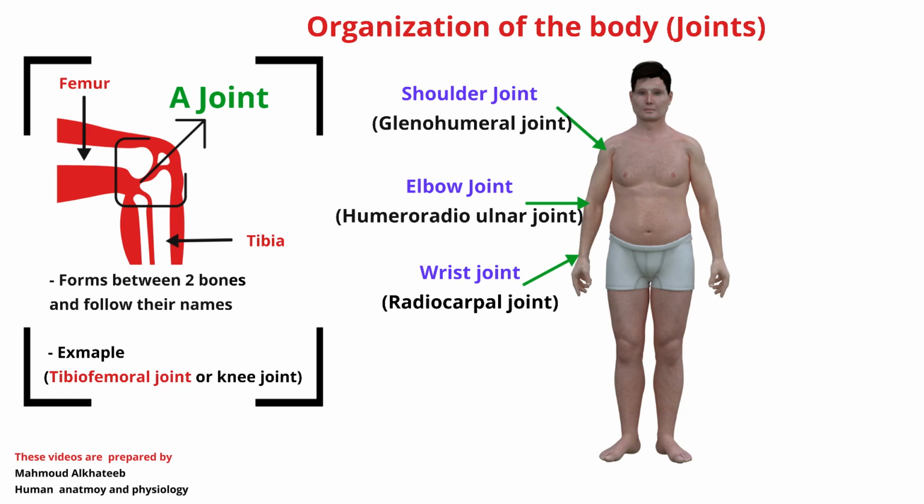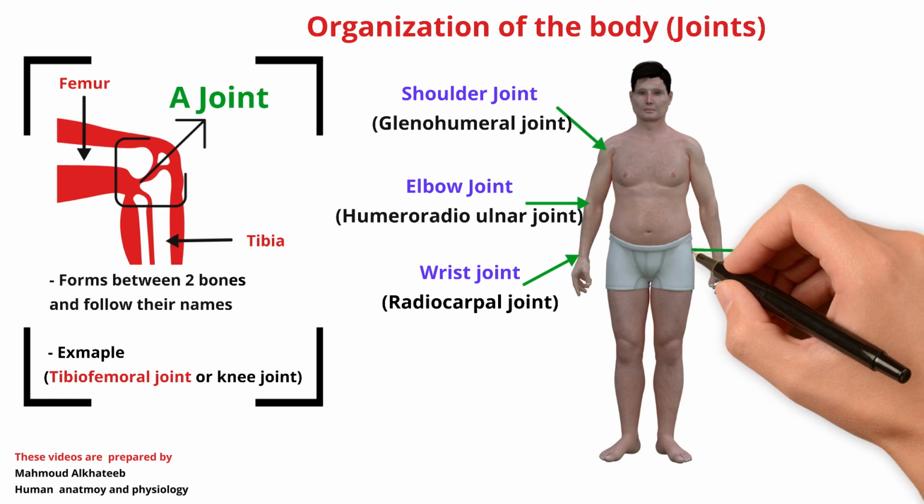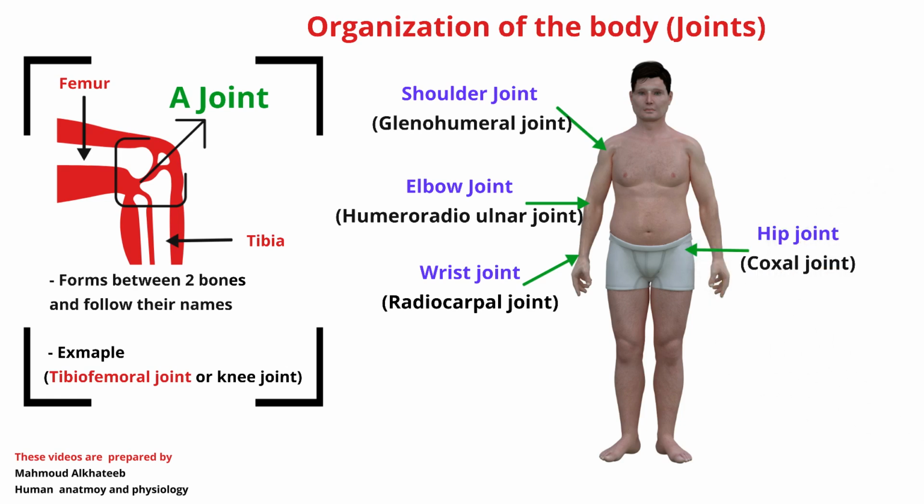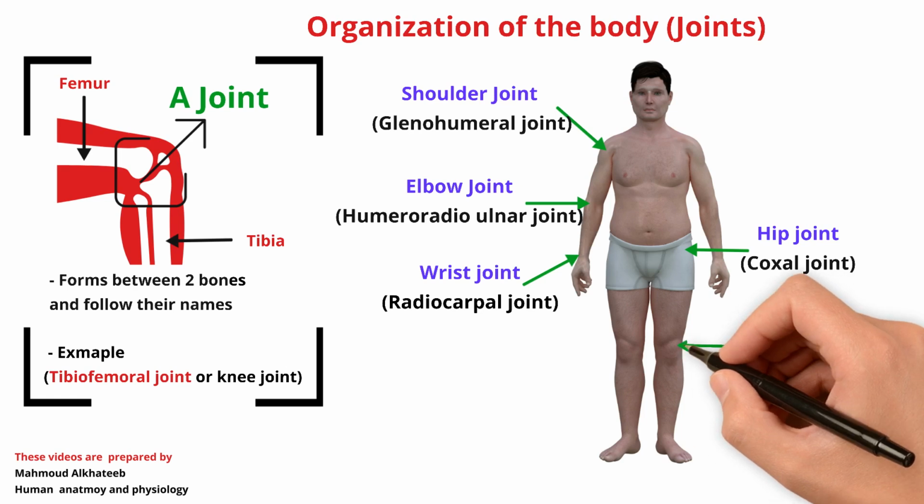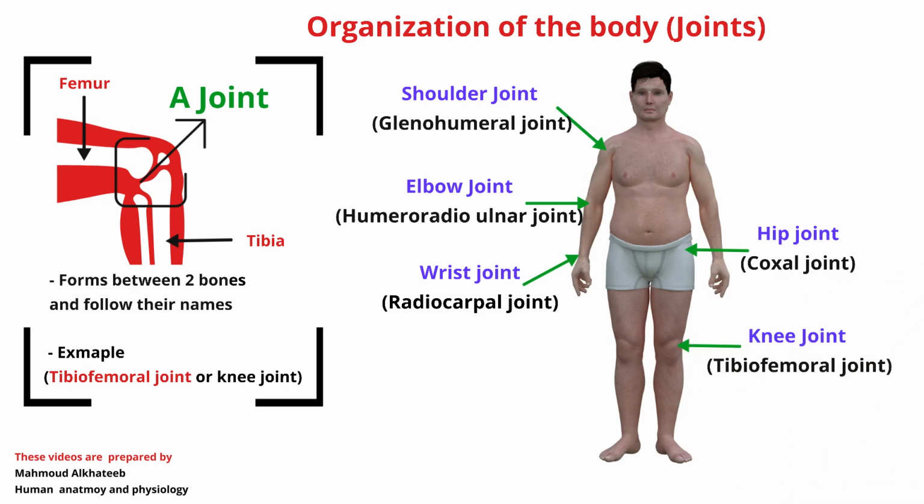Now, for the lower limb, the hip joint, also known as the coxal joint, is formed by the femur and the pelvis. The knee joint, or tibiofemoral joint, is formed by the femur and the tibia of the lower leg. Finally, the ankle joint, or talocrural joint, connects the tibia and fibula of the leg with the talus bone of the foot.